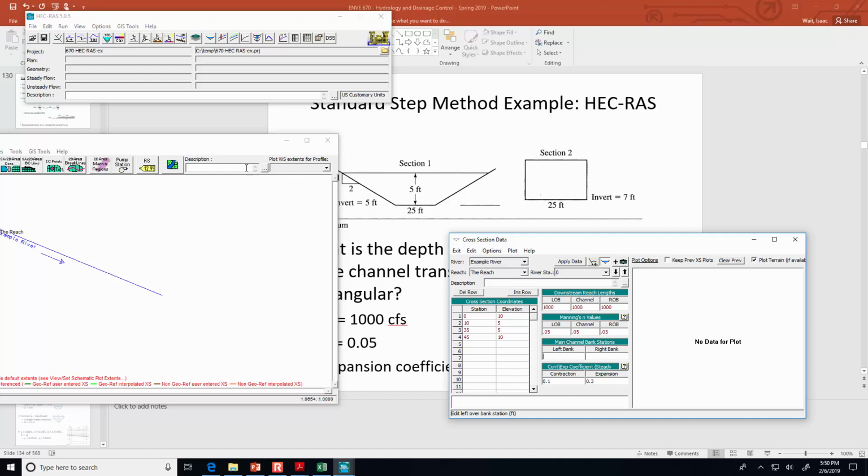We also have to tell it what the left bank station is, 0, and the right bank station is 45. So we're defining the edges of the channel. And then our contraction coefficient that we used in the example so far was 0.3. So put that 0.3 in for the contraction as well.